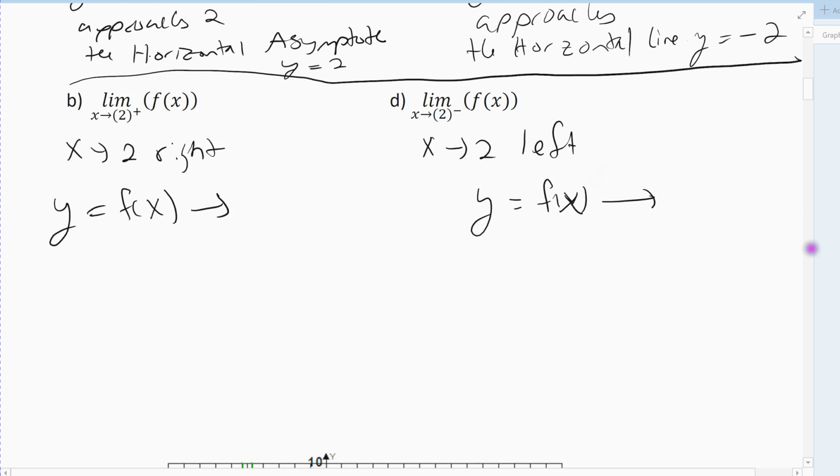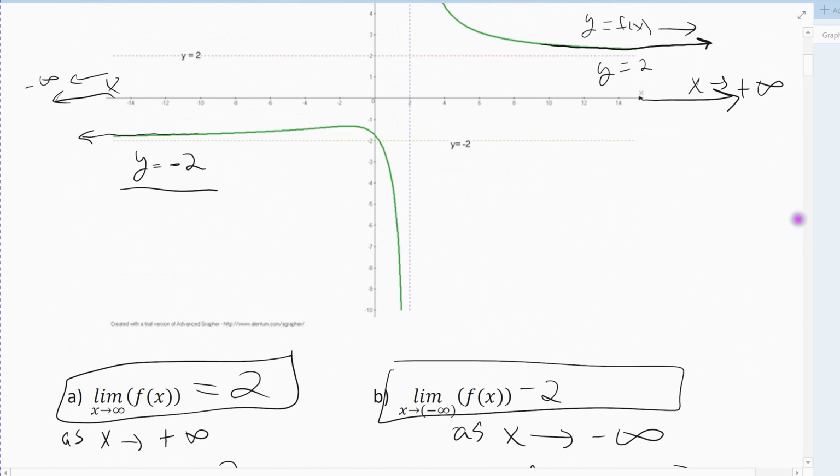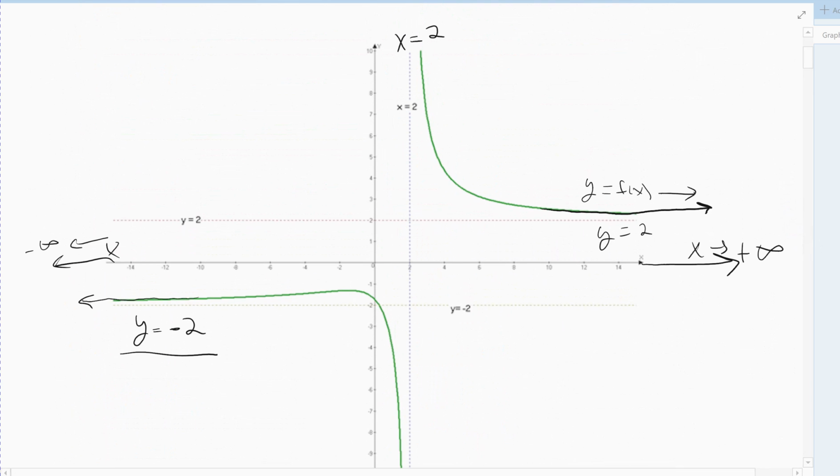All right, again, it's got asymptotic behavior there in the graph. So I'm going back up here to the graph and I'll pick a different color. All right, so first the right side. The right side would put me on this side of 2. This is on the right of 2.